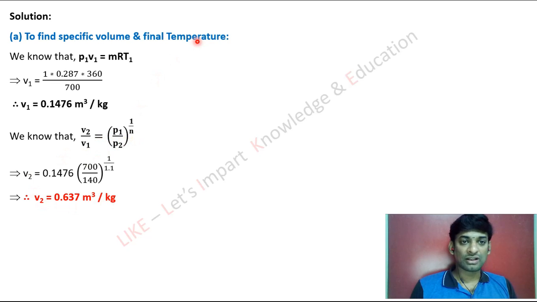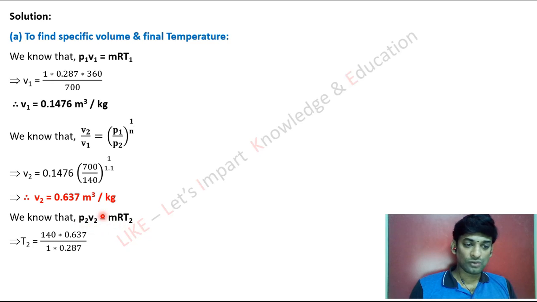Then we have to calculate temperature. To determine temperature, either you can use the polytropic process or you can use the PV is equal to MRT relationship. I already told you how to use PV is equal to MRT in the previous problem. Refer to the previous problem for any clarification. We know that P2 V2 is equal to MRT2. Substitute all the known values. From this you can calculate T2.